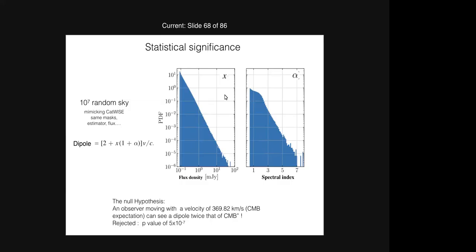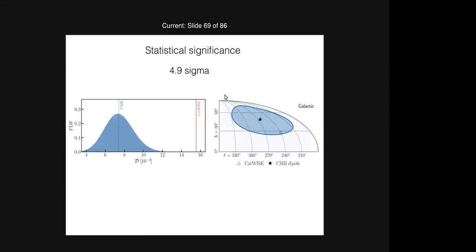And then we saw if it produced the same dipole that we observed in the quasars. And out of 10 million random skies, only 5 produce the same dipole. So it cannot be a statistical fluctuation. The result is not a fluke. And if you translate this p-value to significance, then you get about 4.9 sigma.